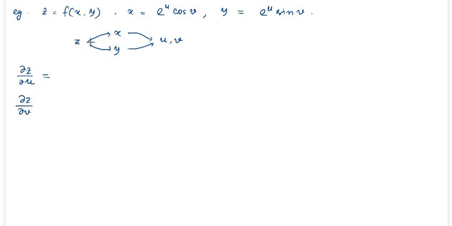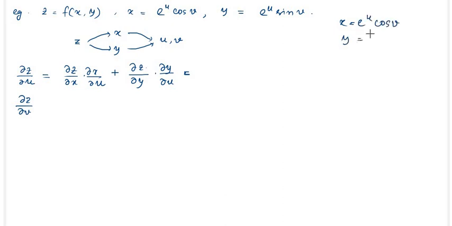Now del z/del u by chain rule, how will it be? It will be like this: z via x and u, and z via y and u. So we have del z/del x into del x/del u plus del z/del y into del y/del u. Now it is given that x is equal to e to the power u cos v and y is equal to e to the power u sin v. So we can find del x/del u, which will be e to the power u cos v, and del y/del u is also e to the power u sin v.